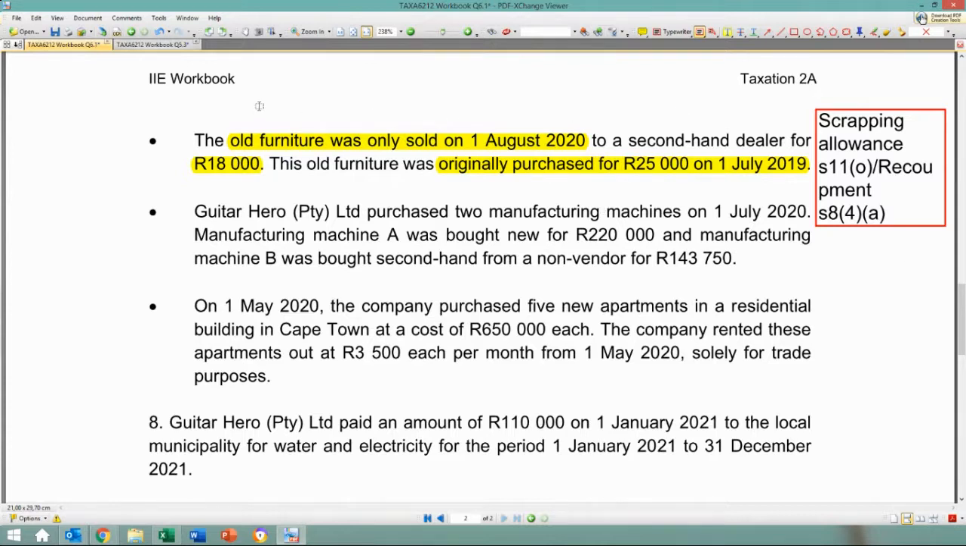So for this, you will have to determine the tax value, which is your carrying amount.